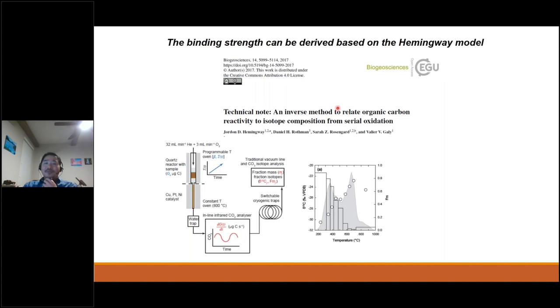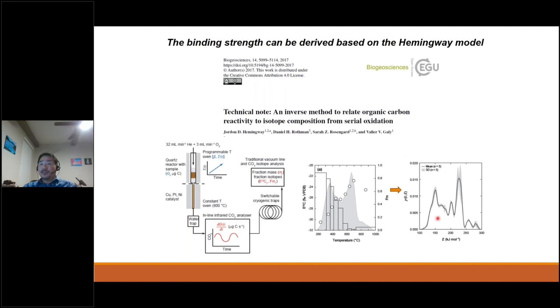This is a paper published by Hemingway. It's also pyrolysis, but they're using a different technique. They use CO2. They add a little bit of oxygen, so all the organic matter is burned to CO2. This color shows you the CO2 coming out as they increase the temperature. Because of the temperature, Hemingway et al. wrote Python code and can calculate the activation energy. So that's what they did right here. You can see the energy, so you can quantify the energy. I think that's wonderful, right? In a sense, you actually can quantify the matrix.